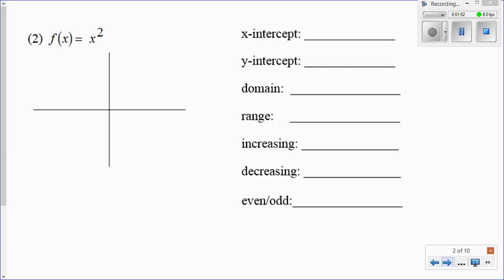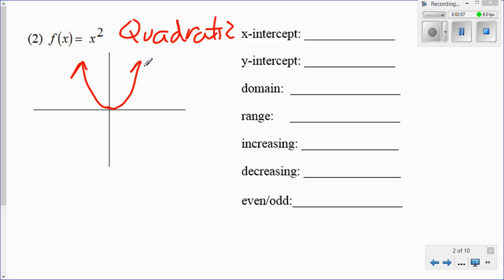Okay, f of x equals x squared. This is a quadratic function. And the graph is a parabola. And again, we're just quickly sketching the overall shape of the graph. So this is a parabola that opens up. And so again, if we analyze it or find the characteristics, it goes through the origin. So the x-intercept is 0, the y-intercept is 0. The domain, if we again read it from left to right, we have arrows on the ends. So the domain is all real numbers.